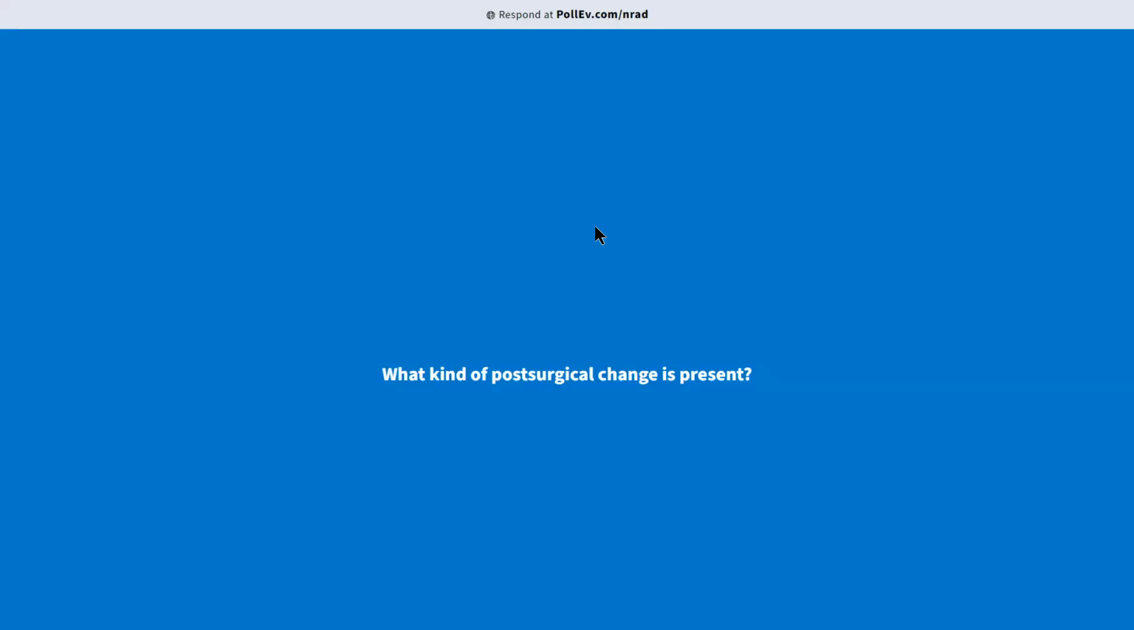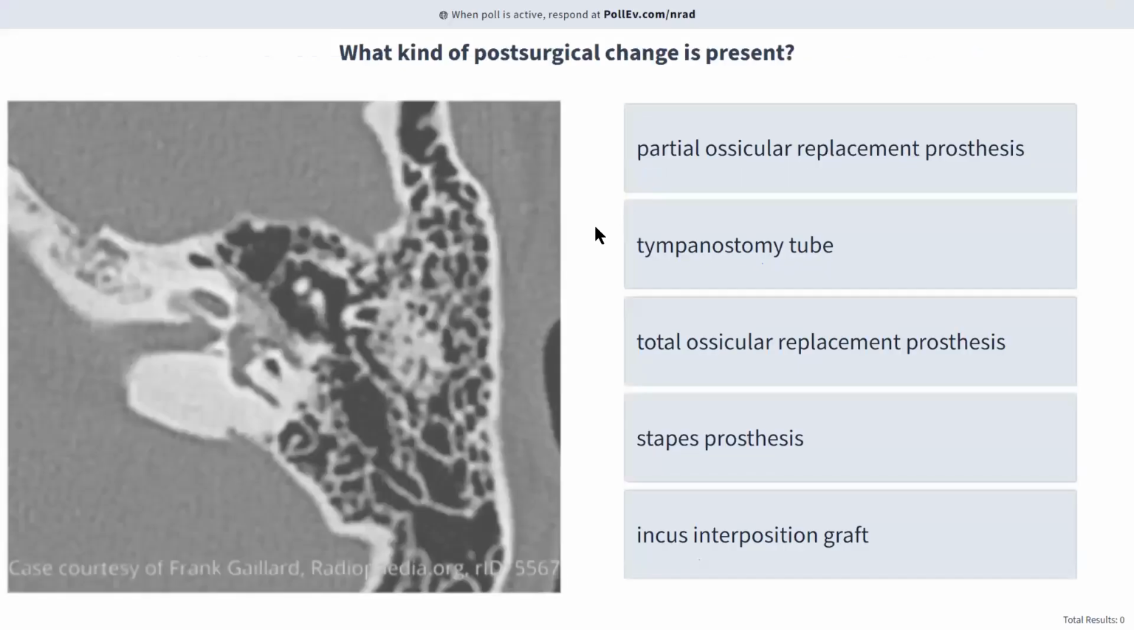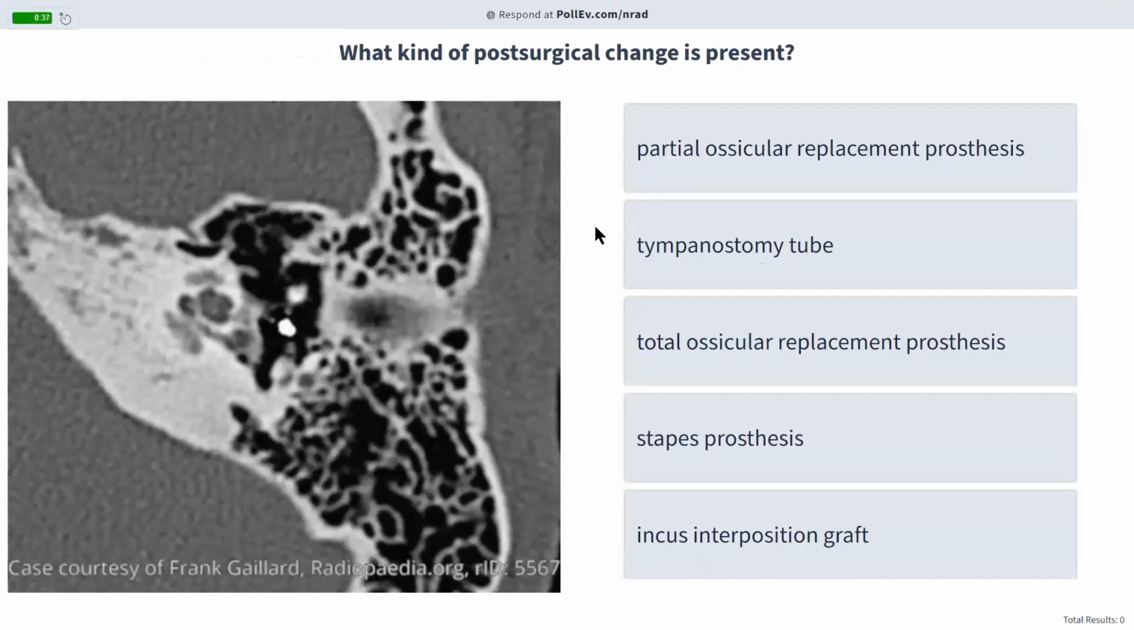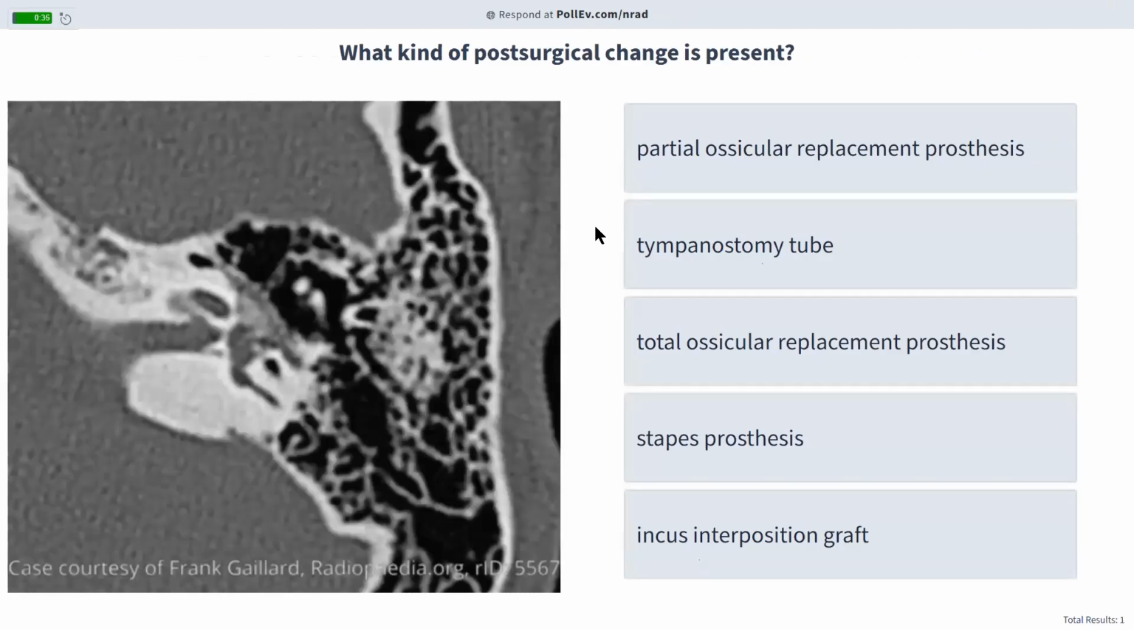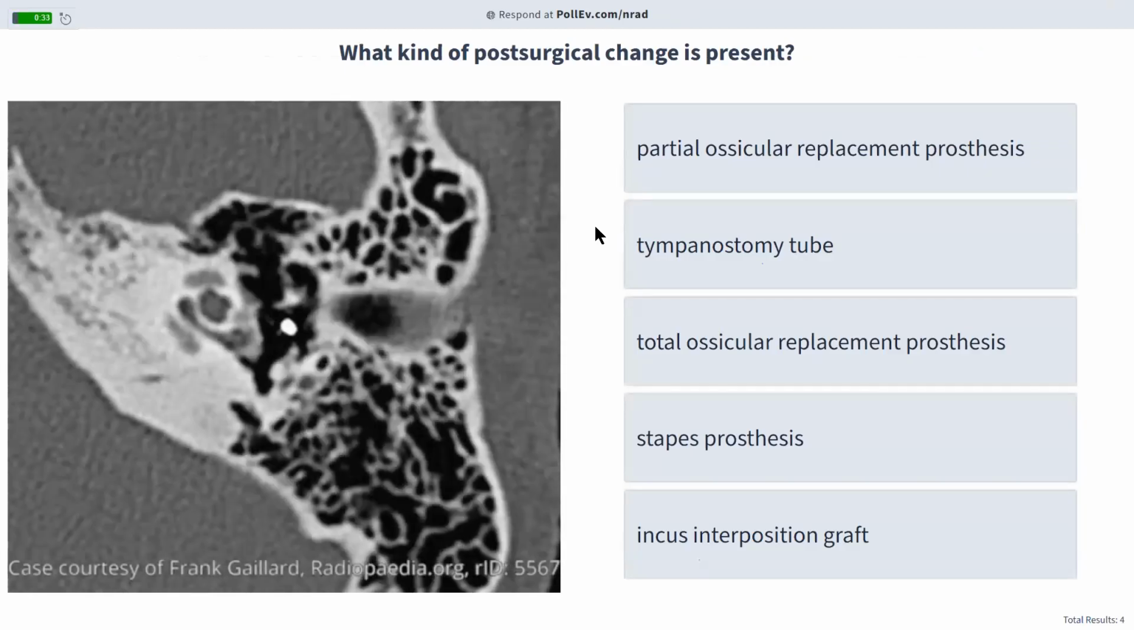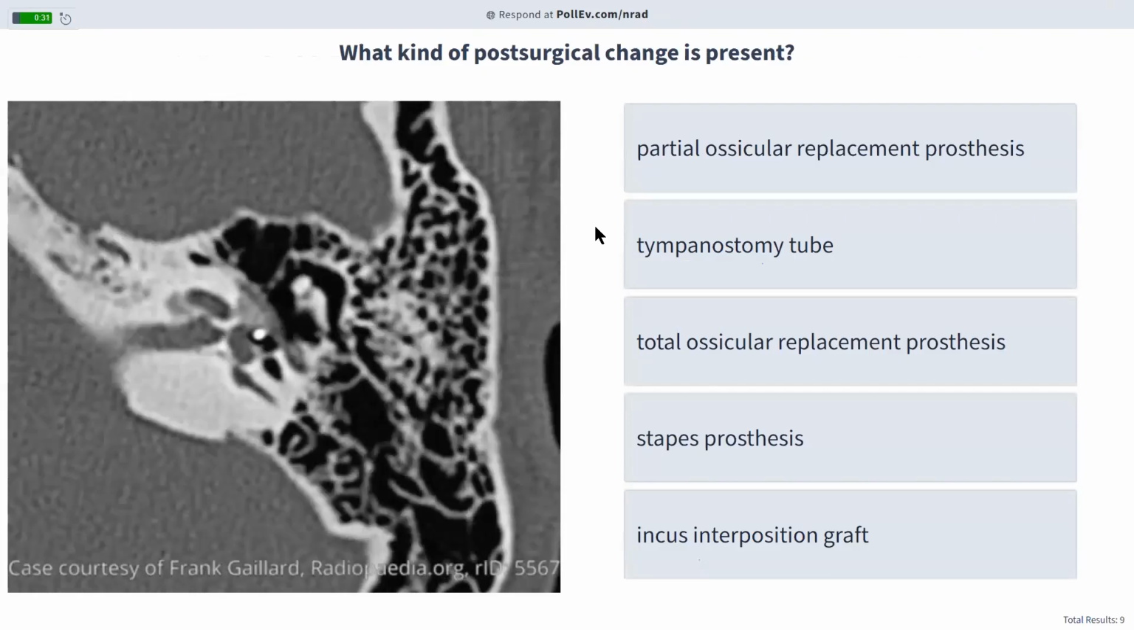Okay, what kind of post-surgical change is present on this image? We have a GIF from Frank Gaillard, Radiopaedia.